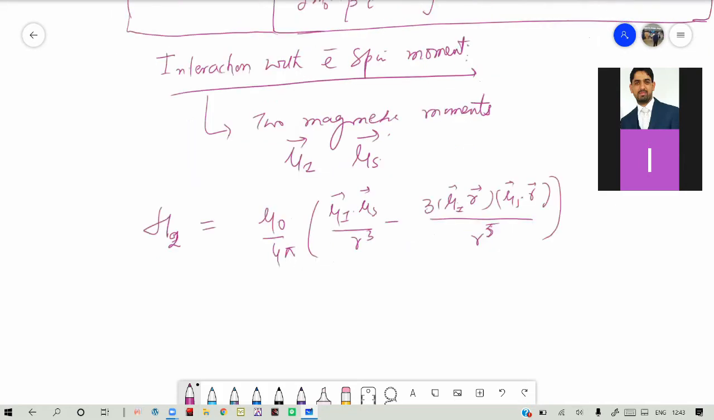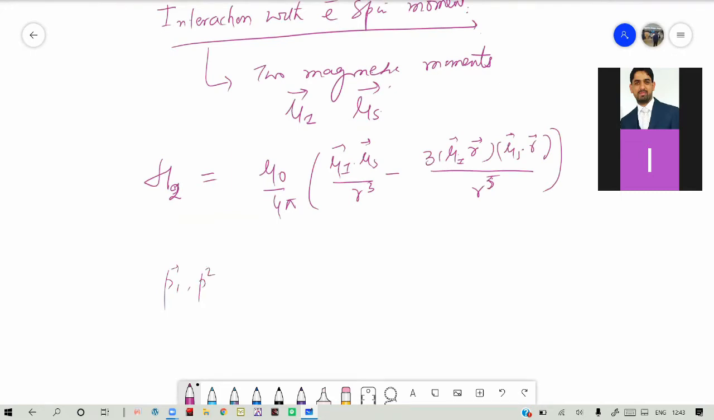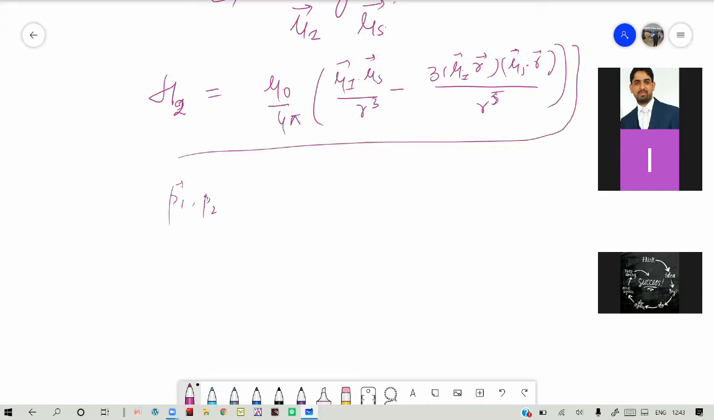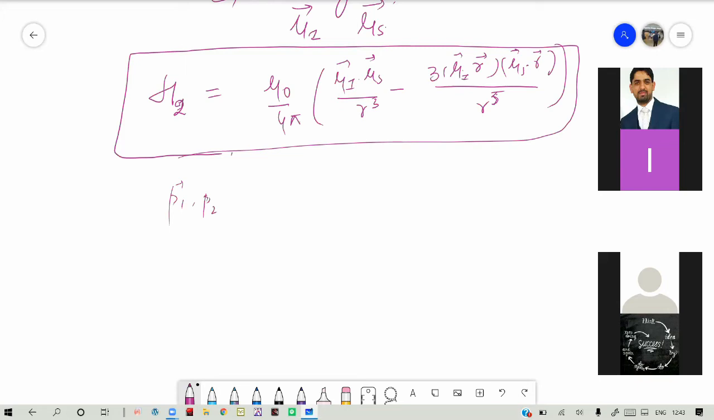See this expression. If you have two dipole moments P1 and P2, then the energy of interaction between the two dipole moments is simply P1 dot P2 minus 3 P1 dot R, P2 dot R, divided by R^5. This is the energy of interaction between the two dipole moments. You have done it in electrodynamics as well. So it is a classical electrodynamics concept. We have two dipole moments here, nuclear magnetic spin and electron spin. The two dipoles are interacting with each other, and the energy of interaction between them is given by this expression, where mu naught is the permeability of free space.